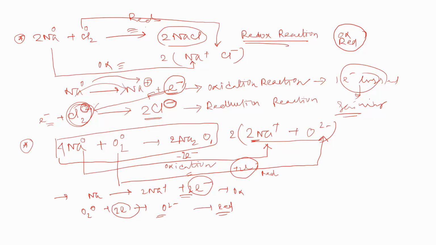So these are the two examples. These are two redox reactions, where we can see the oxidation reaction and the reduction reaction in terms of electron transfer, where the electron is gained and where the electron is lost.